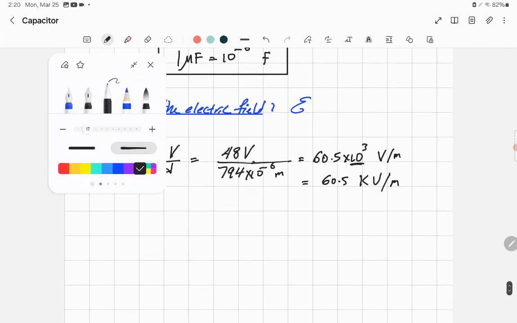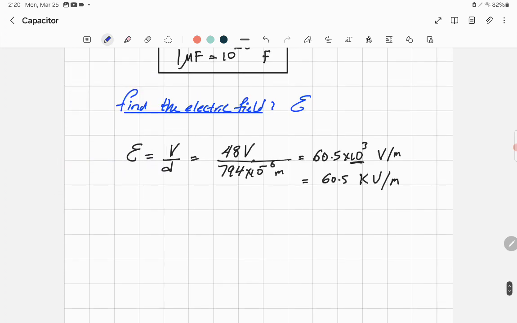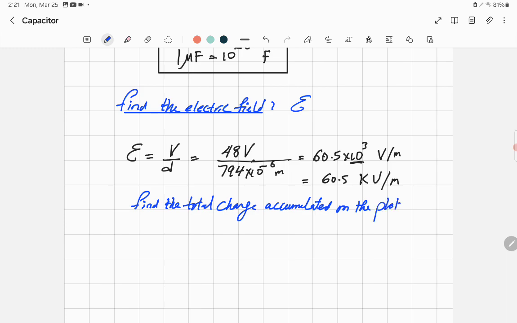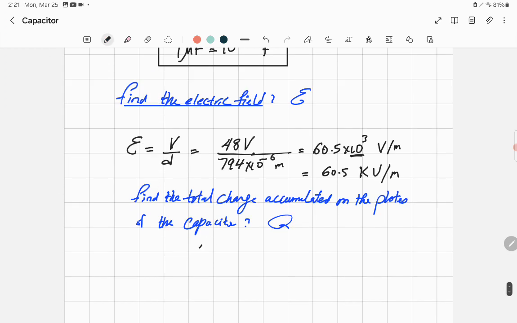Let's find the charge. Find the total charge accumulated on the plates of the capacitor, which is Q.